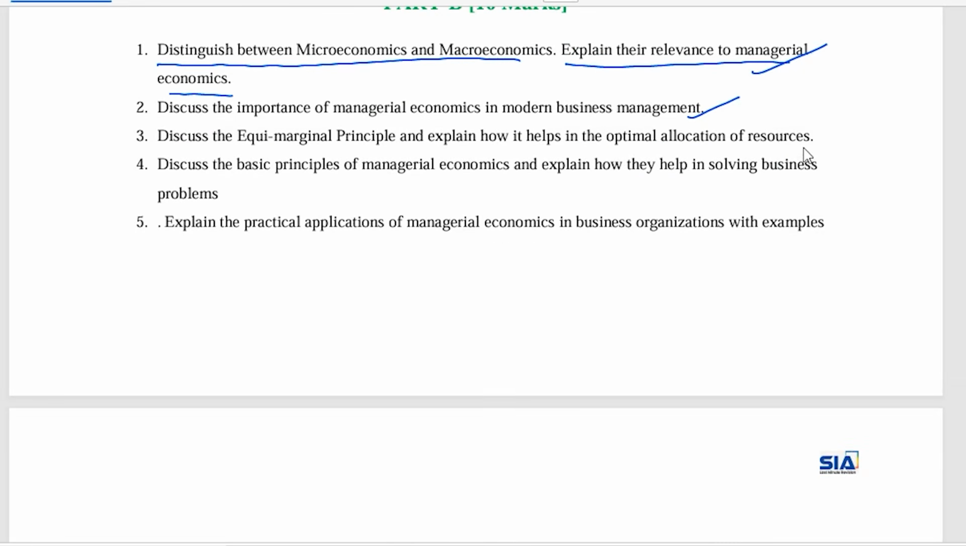Discuss the equimarginal principle and explain how it helps in the optimal allocation of resources. Discuss the basic principles of Managerial Economics and explain how they help in solving business problems. Explain the practical applications of Managerial Economics in business organization with examples. This question is a 5-star rating question. These two questions are 3-star rating questions. These two questions are 5-star rating questions.